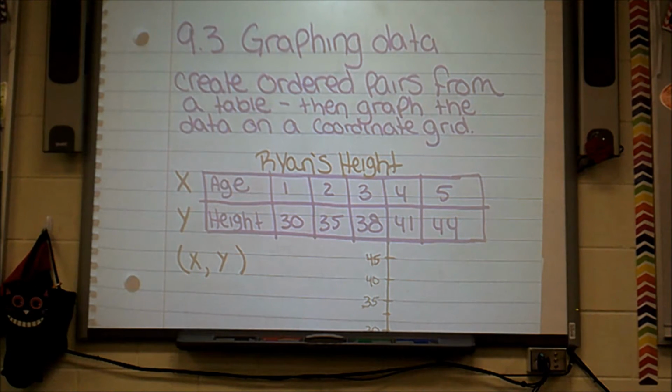trends in the data. So as my notes on top there say, we're going to create ordered pairs from the table, and then we're going to graph that data on our coordinate grid. So two steps there. We're going to take our data in that table there that you see for Ryan's height, and we're going to turn them into ordered pairs in our parentheses, like we already know how to do. And then we're going to take those ordered pairs and plot those points on a coordinate grid. Remembering to go over, then up, over, then up, over, then up.